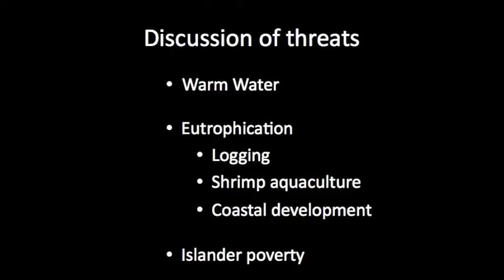Even though we focused greatly on ocean acidification and its effects on reefs, there are other environmental and human factors that threaten reef ecosystems. For example, even though reefs are accustomed to warm water, any deviation from a narrow temperature range is detrimental to reef health. Since oceans are currently warming, this is a threat to reefs. In addition, we have logging, shrimp aquaculture, and coastal development.